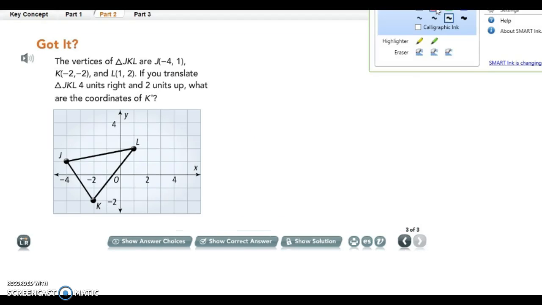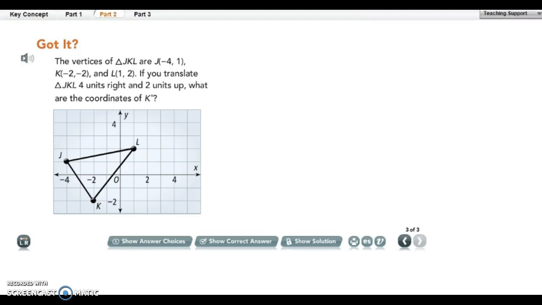Okay, for our next one, they've already given us our first set of points. So we have J, K, and L. And it says that we're going to move them 4 units to the right and 2 units up. Well, 4 units to the right is going to be a +4. And that, remember, is going to be our X. And then 2 units up, that is also a positive 2, and that is our y.